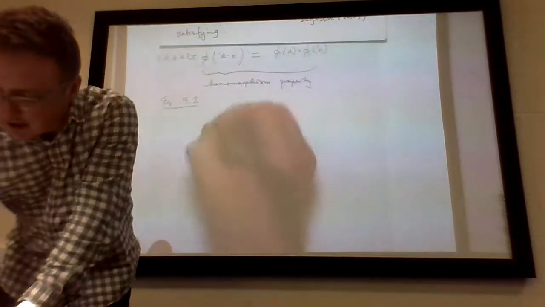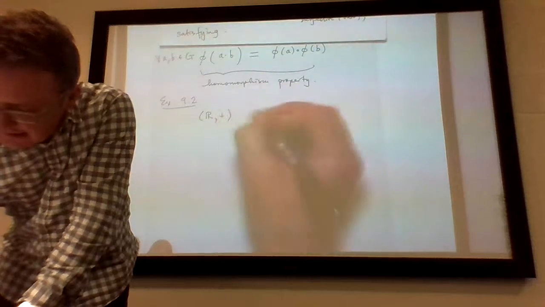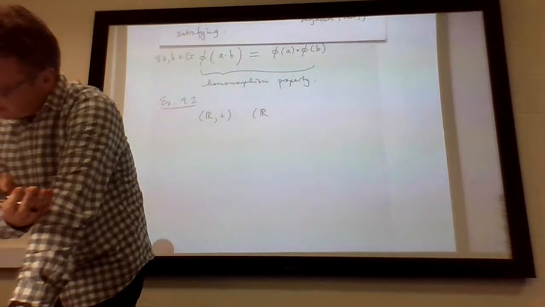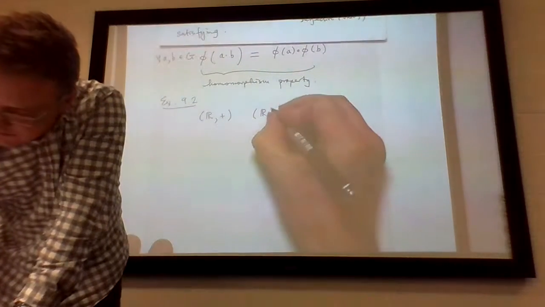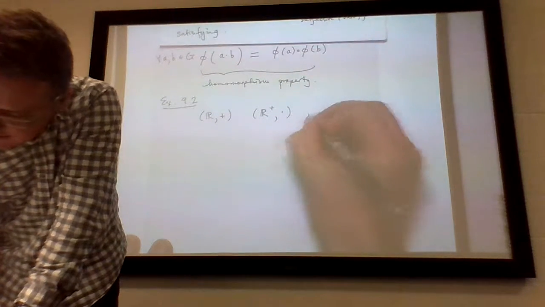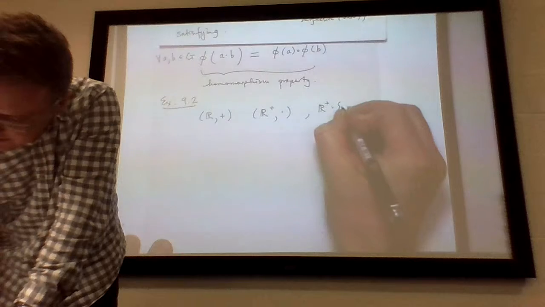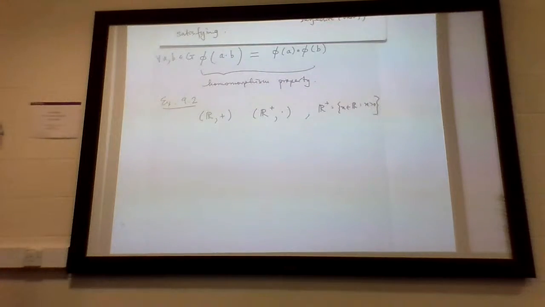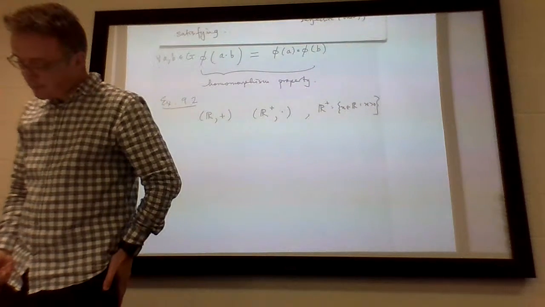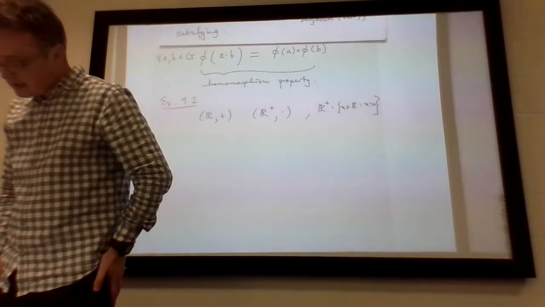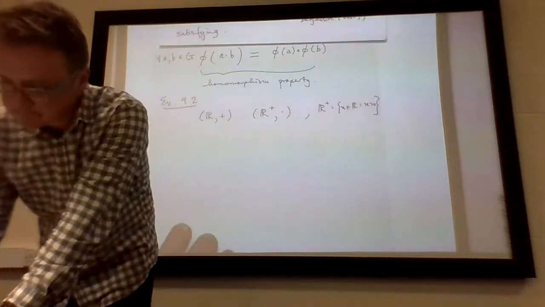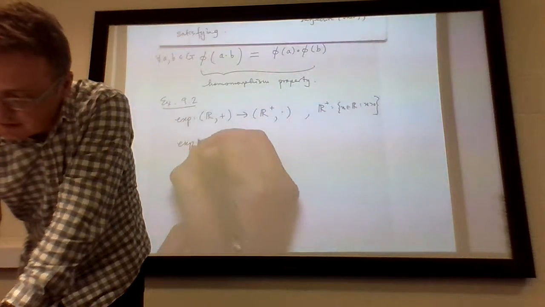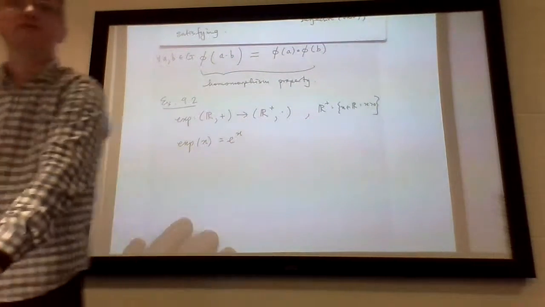So the two groups here are R plus and R, with multiplication, but of course for that group we need to, well, here we're just looking at R plus under multiplication. R plus is the strictly positive real numbers. These are our two groups, and the map we're talking about is the exponential map. So exp of x is just e to the x, the exponential of x.